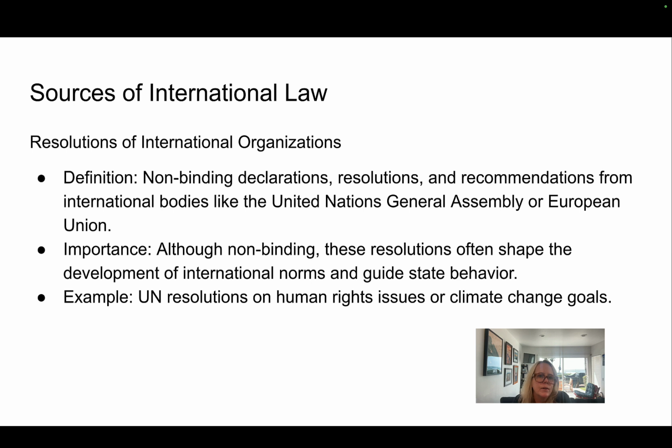And then resolutions of international organizations: non-binding declarations, resolutions, and recommendations from international bodies like the UN or the European Union. These can be binding or non-binding, but their resolutions shape the development of international norms that guide state behaviors, such as the UN Resolution on Human Rights or climate change goals.